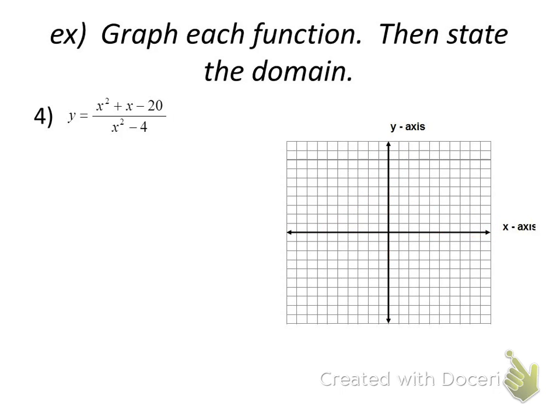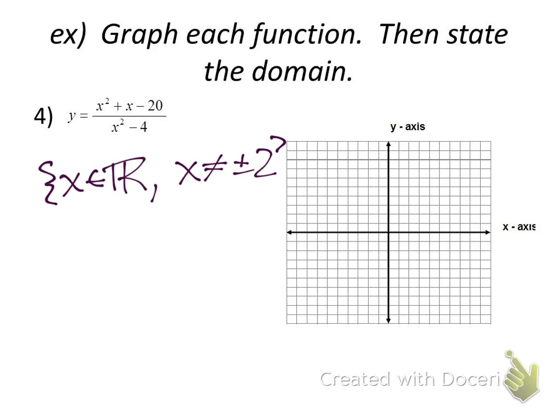Lastly, domain though, for the last example, which again I forgot, is supposed to be any number except +2 and -2. So x belongs to the real numbers except positive and negative 2.